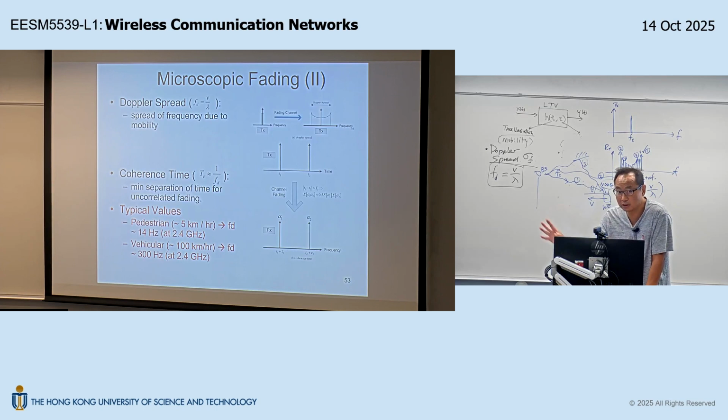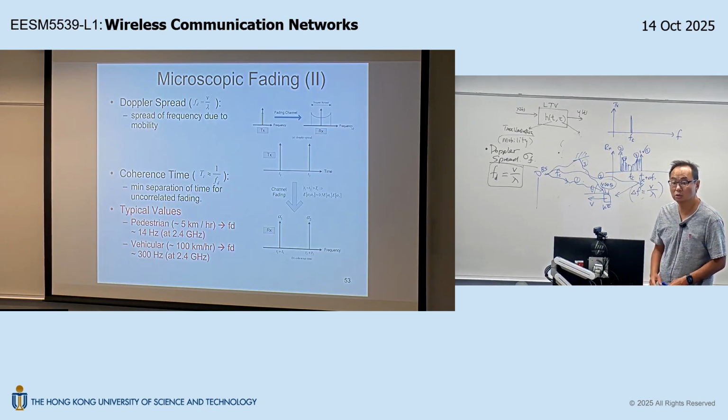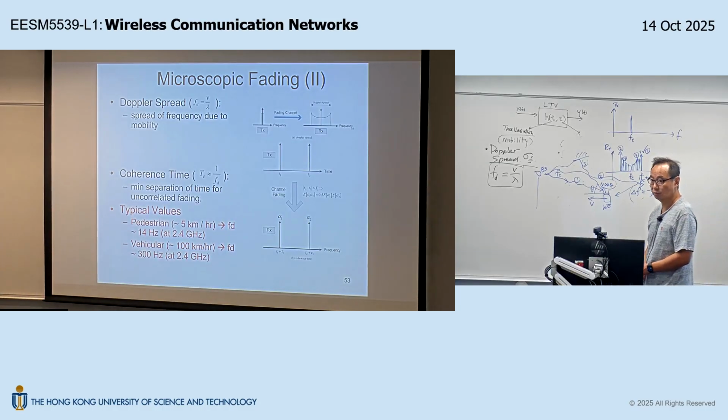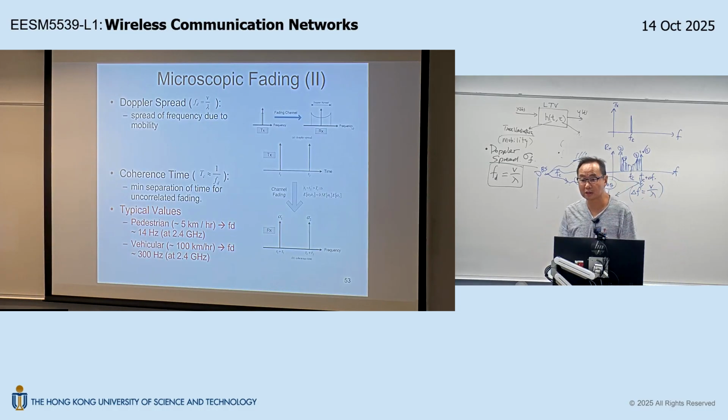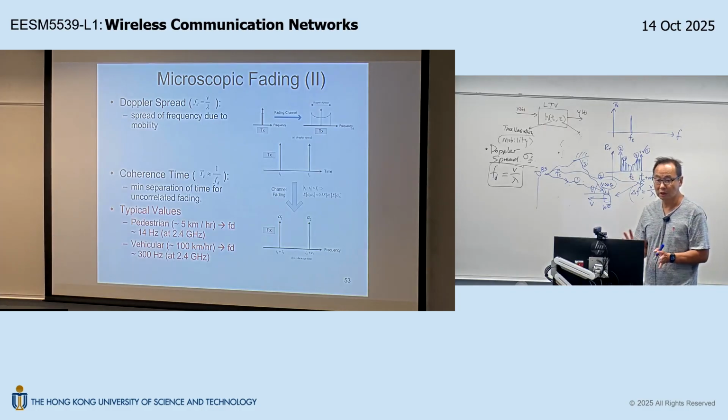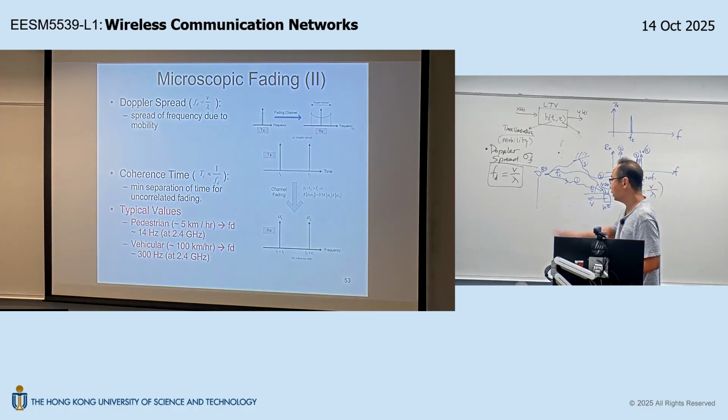So later on, we will see that if you have to design a system for pedestrian users, just like Wi-Fi, versus designing a system for vehicular users, just like GSM or 3G, they will have different effects, and you will require different solutions. Okay. Anyway, so this is one parameter.